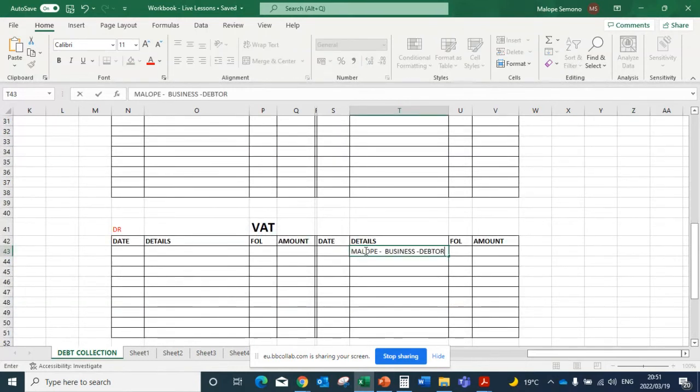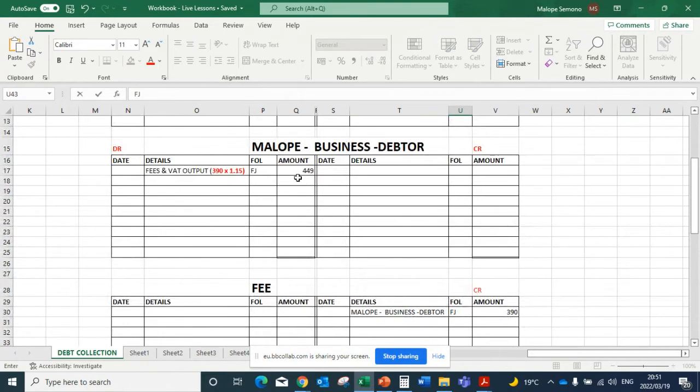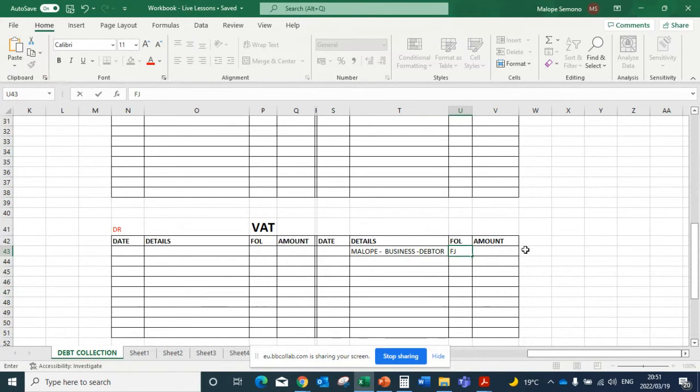I'll come here and say Malope, and then I'm going to say fee journal. Can you see now? But remember now, I only need the VAT. So the VAT will be the difference between 449 and 390. Or you can just say 390 times 15 over 100.